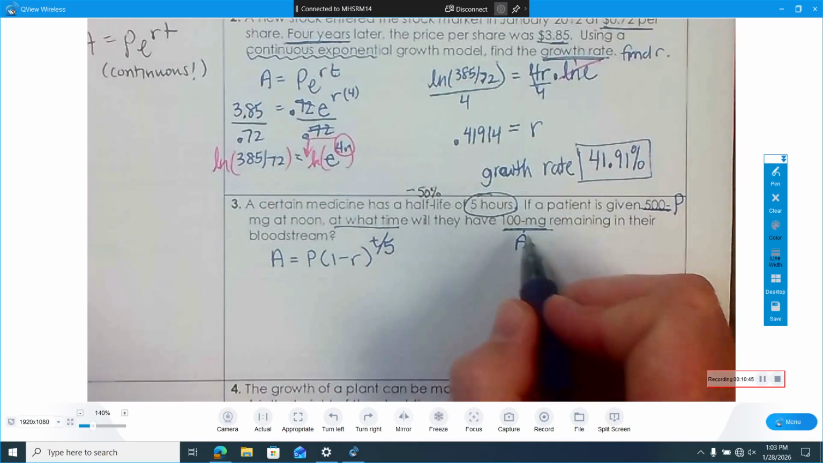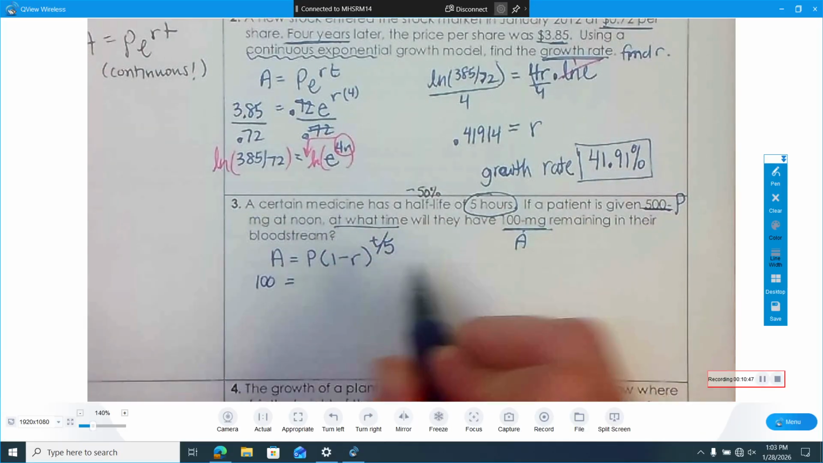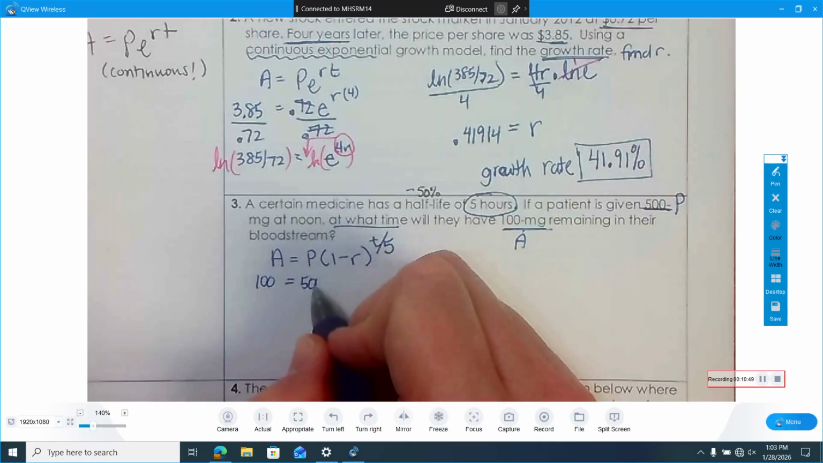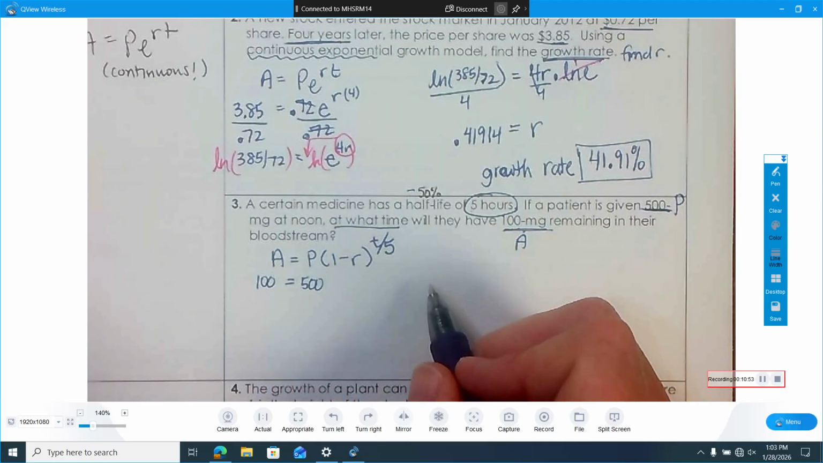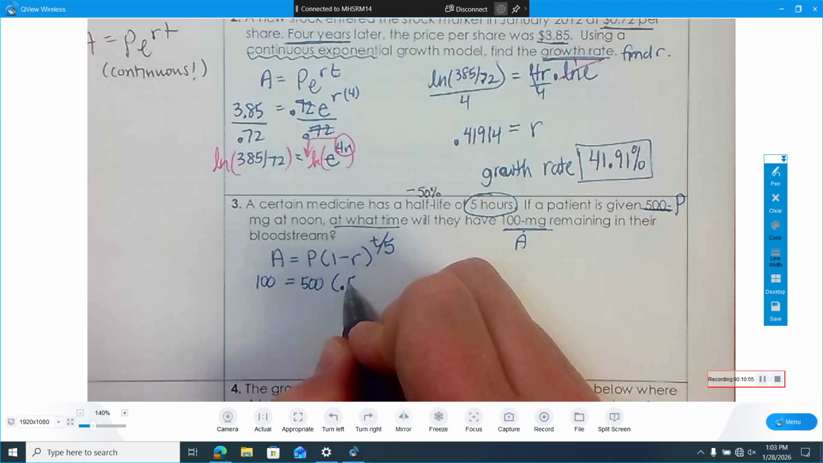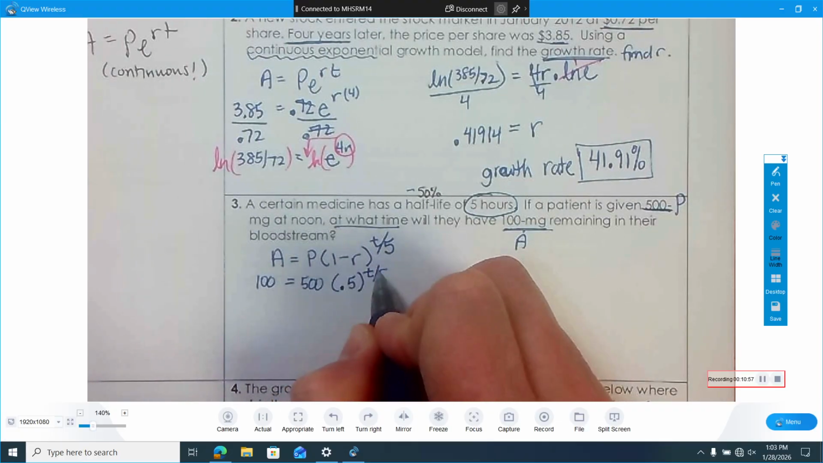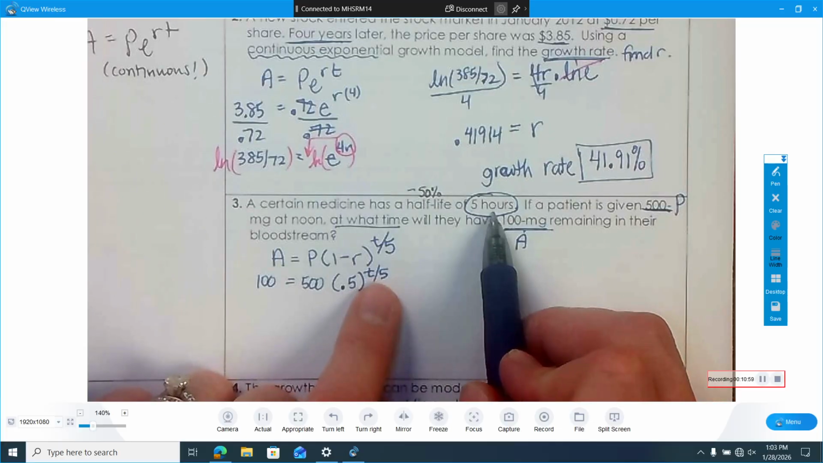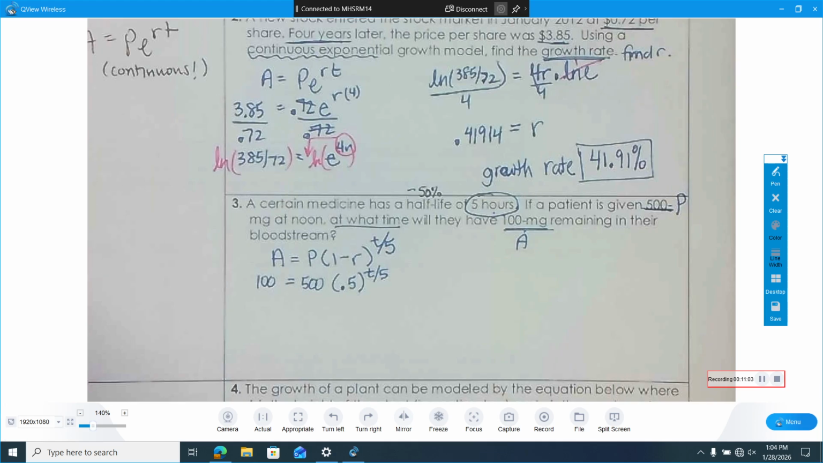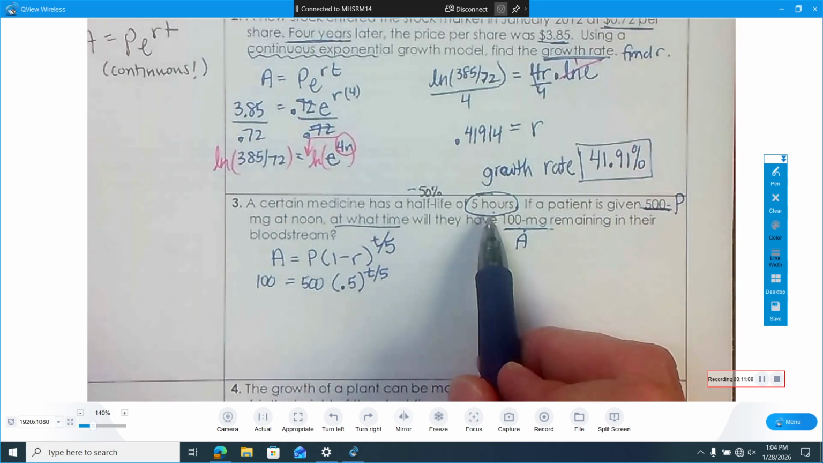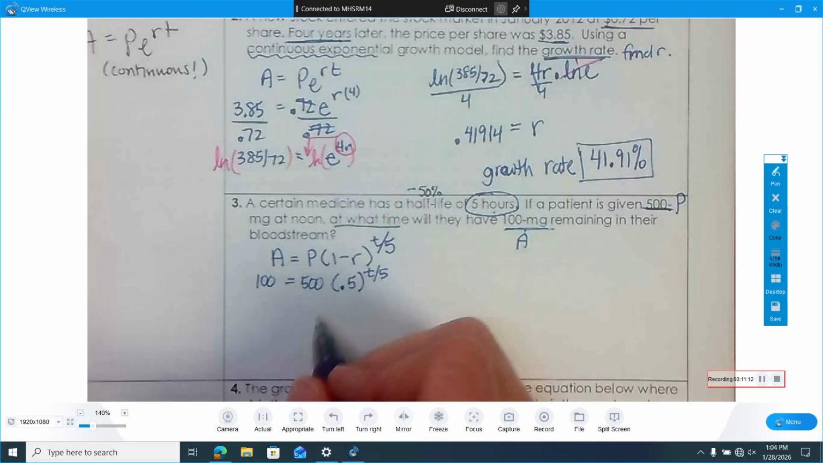Let's see. So A we said was 100, and P was 500. And then 1 minus our 50%, 0.5, yeah, so 0.5, and then T divided by 5, and that's time because it's going to decrease every 5 hours. So per 5 hours, it's going to decrease again. And so that's it. When we have half-life and they have that little thing of time lapse, we just divide by that, and works good.